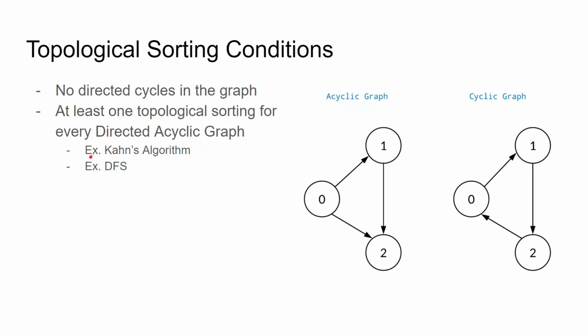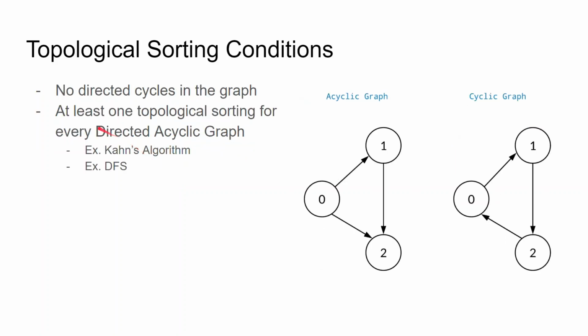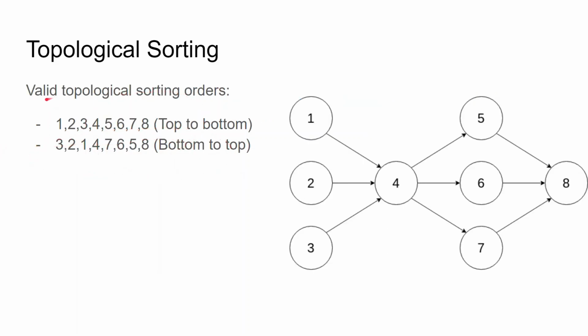There are many ways of implementing it. The algorithm that we're going to take a look at today is going to be Kahn's algorithm, and you can also use depth first search to perform topological sorting. Like I said earlier, there's at least one topological sorting for every directed acyclic graph. Let's take a look at an example. Here you can see we have a valid topological sorting order.